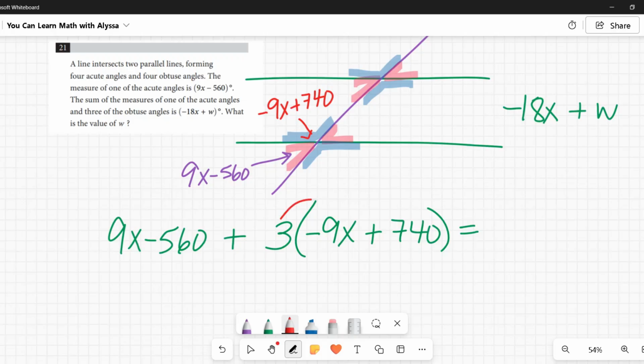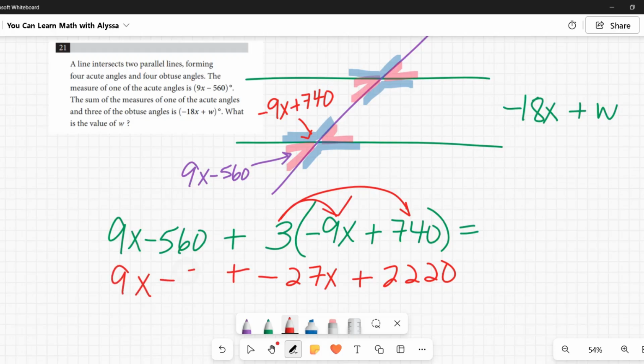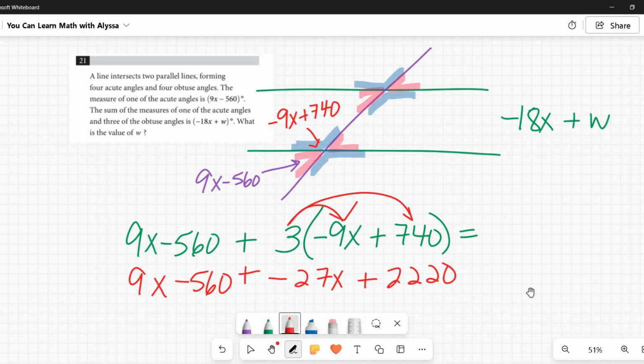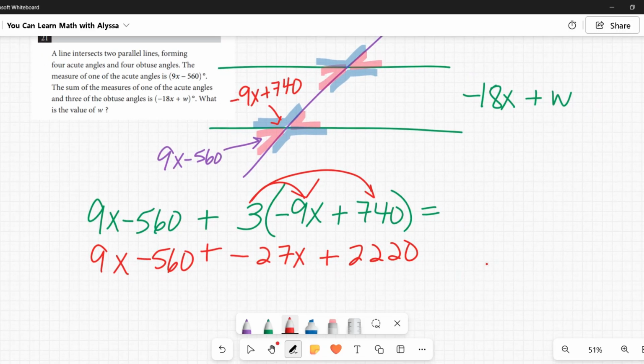All right, so first here I'm going to distribute. 3 times negative 9x is negative 27x. And then 3 times 740 is 2,220. Let me double check that. Yes, it is. Okay. And then I have my 9x minus 560. So now I'm going to combine like terms. And when I do that, 9x and negative 27x together, I add those together, I get negative 18x.